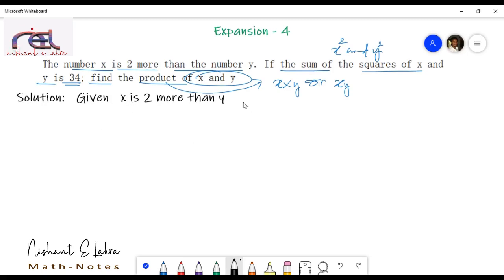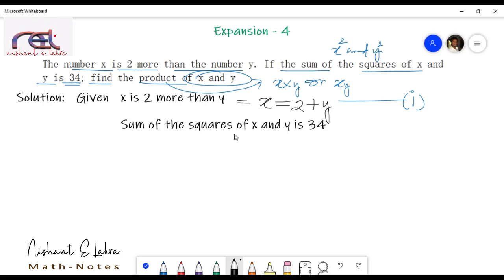X is 2 more than y, so how can we write this as an equation? X is equal to 2 more than y, that means 2 plus y, right? So this is the first equation that we have written down. X is 2 more than y, x is equal to 2 plus y. We'll write it as equation number 1.